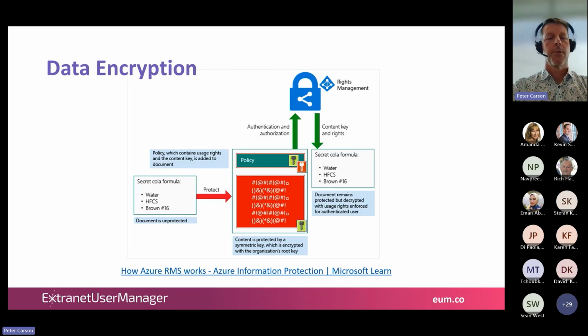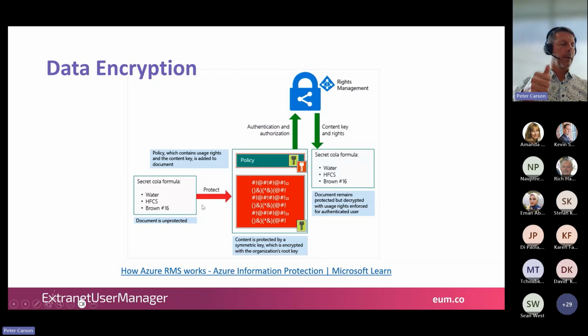So I talked about data encryption. That red labeled site had the Word, Excel, and PDF documents that were encrypted. Over on the left here, we've got our secret cola formula. It's water. I don't know what HFCS stands for. This is an infographic from Microsoft, and brown number 16. That's the secret recipe for Coca-Cola, for example. I don't want anybody to find out that secret recipe.